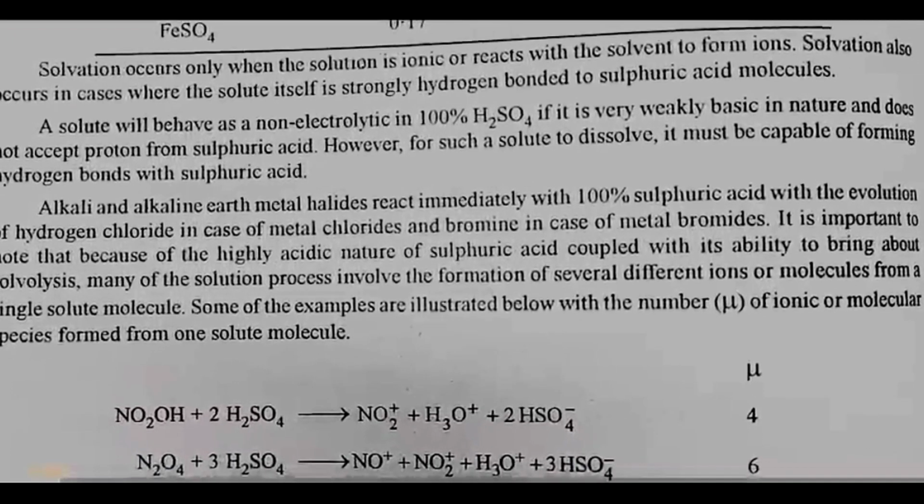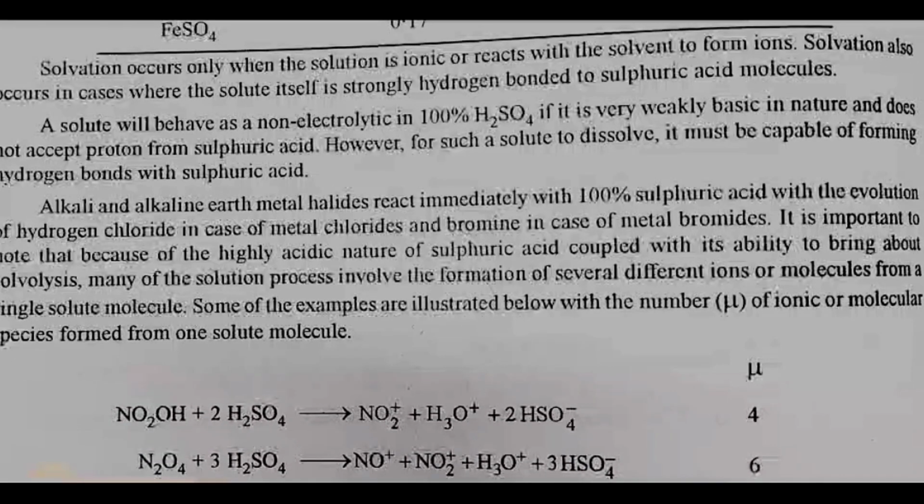Solvation occurs only when the solute is ionic or reacts with the solvent to form ions. Solvation also occurs in cases where the solute itself is strongly hydrogen bonded to sulfuric acid molecules. A solute behaves as a non-electrolyte in 100% H2SO4 if it is very weakly basic in nature and does not accept protons from sulfuric acid. However, for such a solute to dissolve, it must be capable of forming hydrogen bonds with sulfuric acid. Alkali and alkaline earth metal halides react immediately with 100% sulfuric acid with the evolution of hydrogen chloride in the case of metal chlorides and bromine in the case of metal bromides.